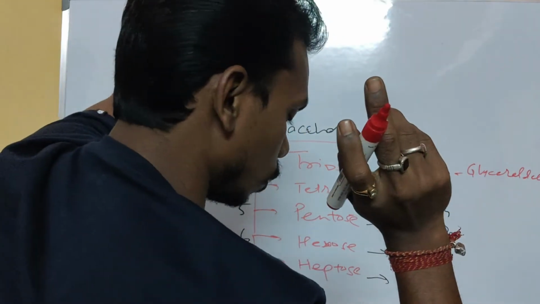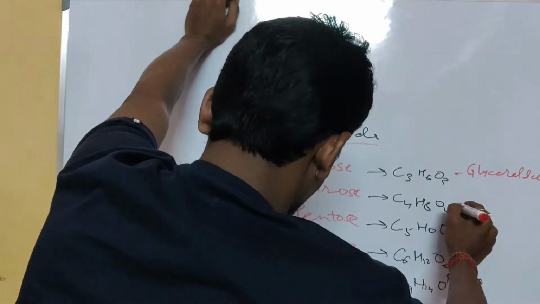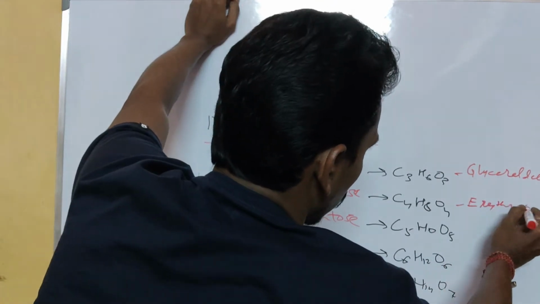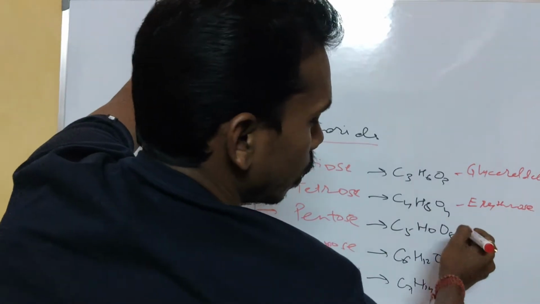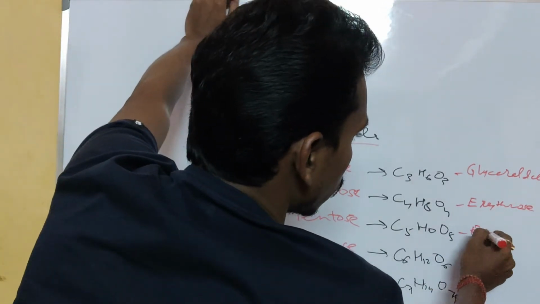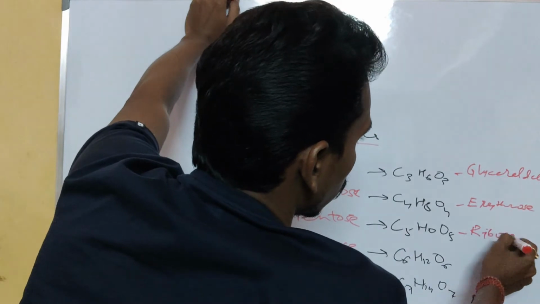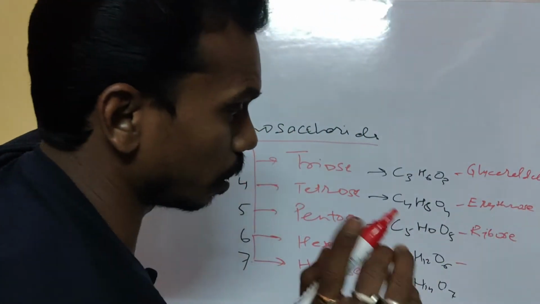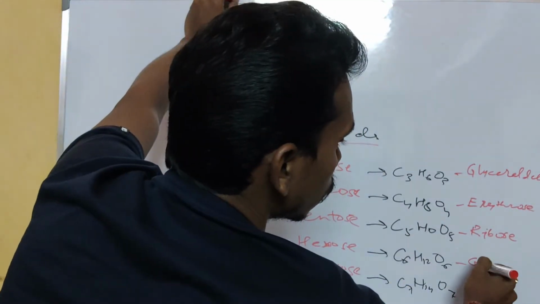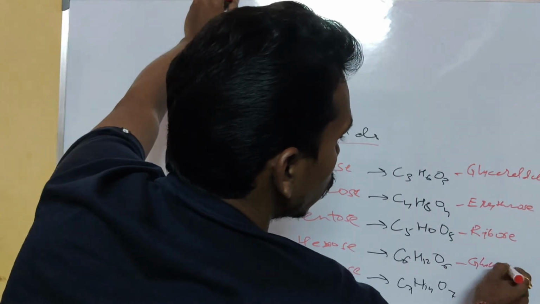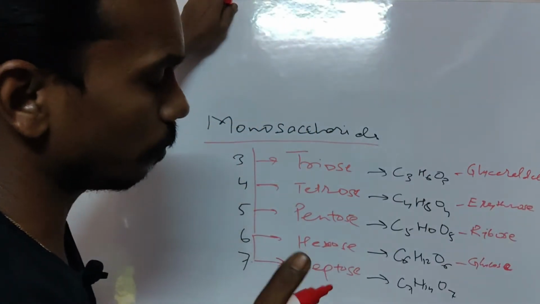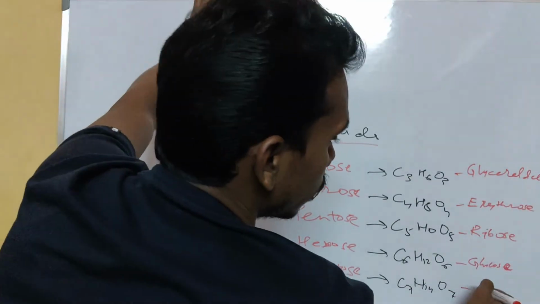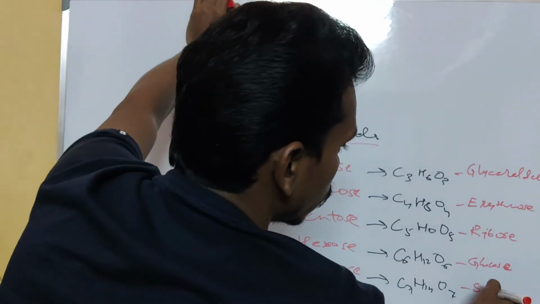Tetrose, a 4 carbon containing monosaccharide, is erythrose. A five carbon containing monosaccharide is ribose, which is present in DNA or RNA. A 6 carbon containing monosaccharide is glucose, a common example of sugar, glucose or fructose. And a 7 carbon containing monosaccharide is pseudoheptulose.